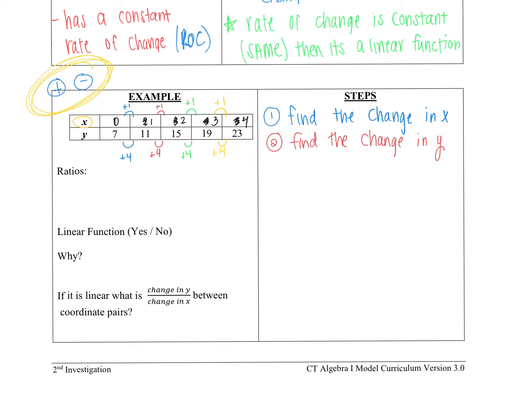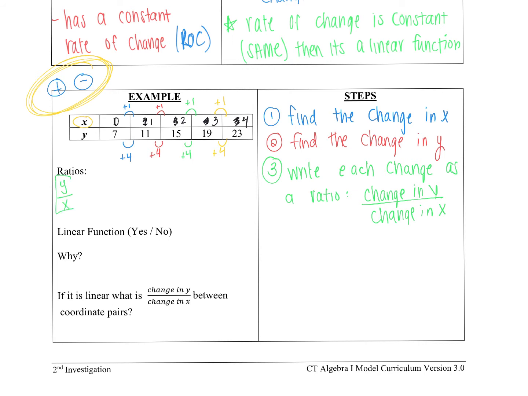Okay, so that's your step 1 and 2. You're just finding the change. So what happened from one number to the next? Okay, now step 3 is to write each change as a ratio. Okay, and for this ratio, all you need to know is the change in y all over the change in x, okay? And we're going to look at ratios right now. So remember, it's your change in y all over change in x. That's how we're going to write our ratios.